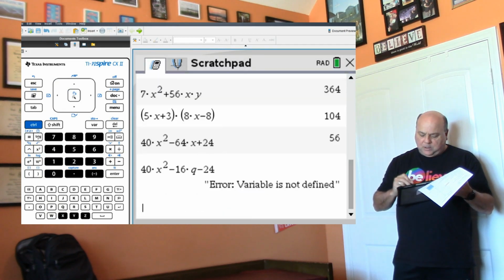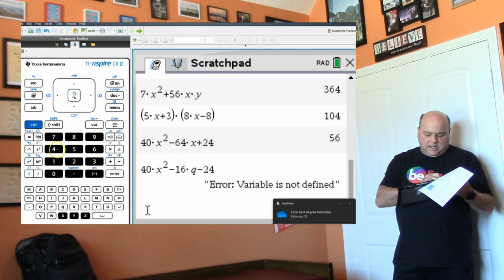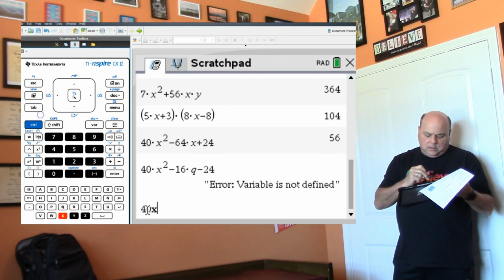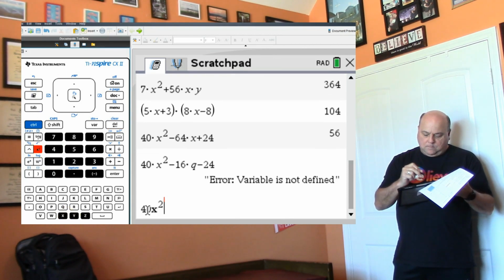And what did I type in? Oh, it's got a Q in there. So let me type it in again. 40x squared. Jiminy Cricket, it's x, not Q. x squared minus 16x minus 24. Not negative 24, minus 24.